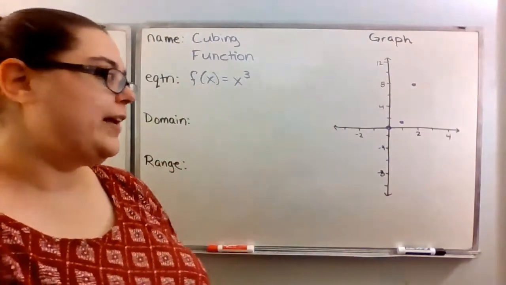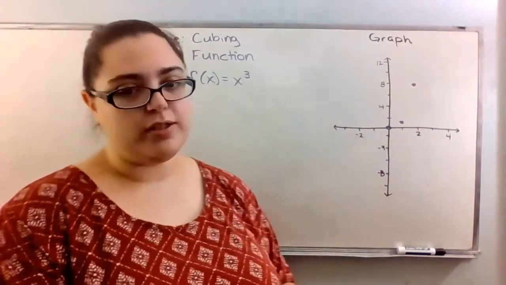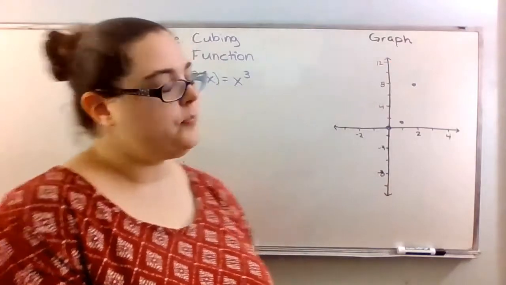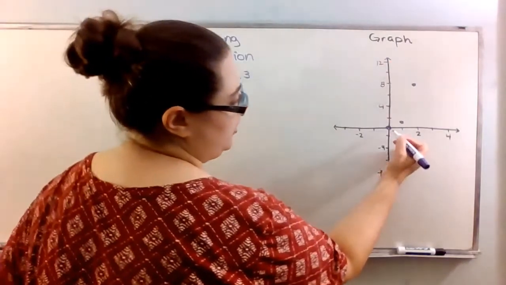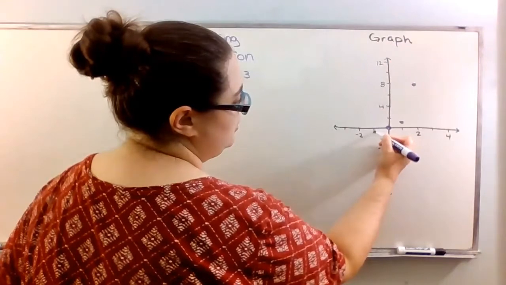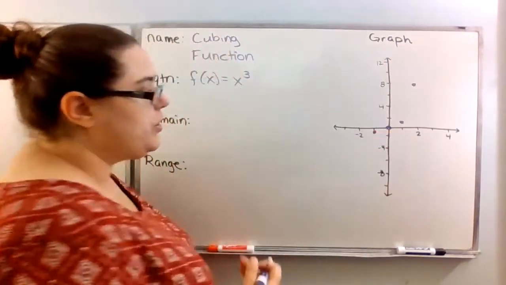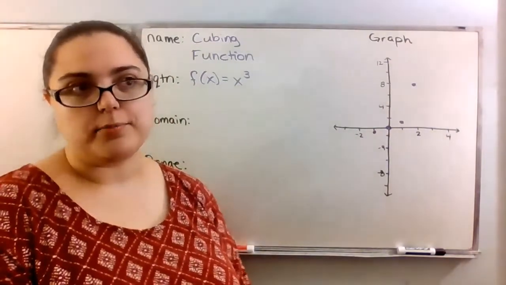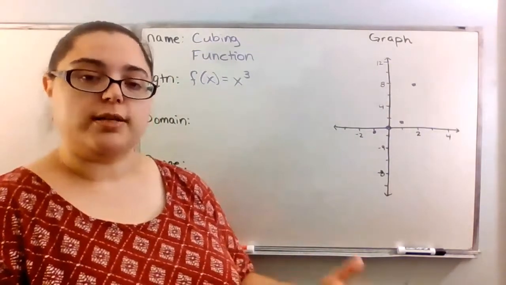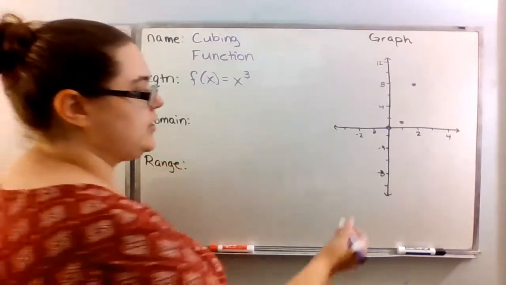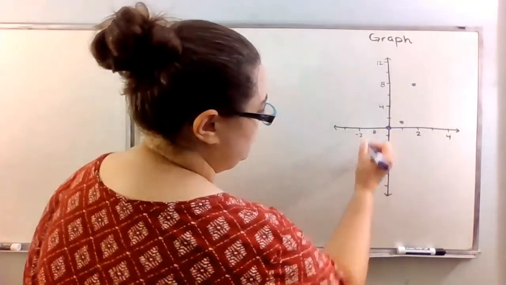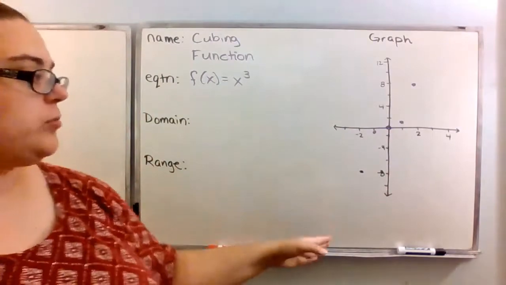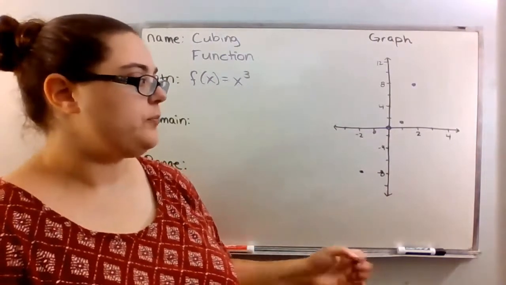Now, if we go on the negative side, -1 times -1 is 1, times -1 is -1. So unlike with the squaring function, we're going to get negative values. -2 cubed is going to be -2 times -2, which is 4, times another -2. So 4 times -2 is -8. And similarly, -3 cubed will bring us down to -27.